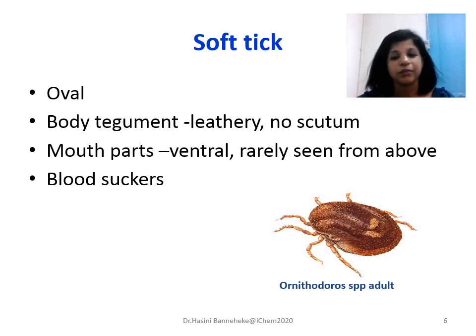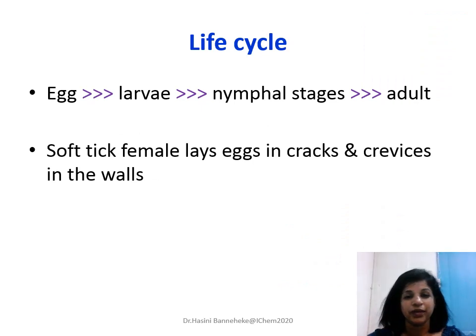And soft ticks are bloodsuckers. You have seen these commonly in certain instances. People call them kilitulu. Now the life cycle of the soft tick. These soft ticks lay eggs, and these eggs become larvae, and the larvae develop into nymphal stages, which are look-alike but smaller versions of the adult, and these nymphal stages grow into adults later on. Soft ticks generally lay eggs in the cracks and crevices in the walls. If there are any cracks and crevices in the walls of the house, those are good places for them to lay eggs.